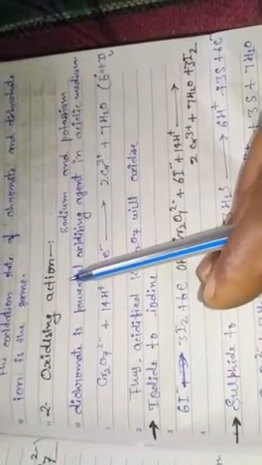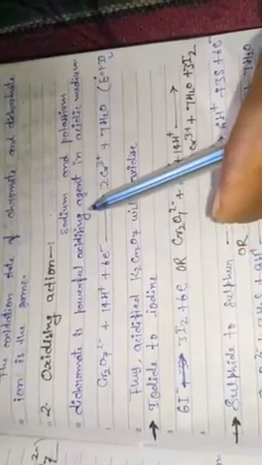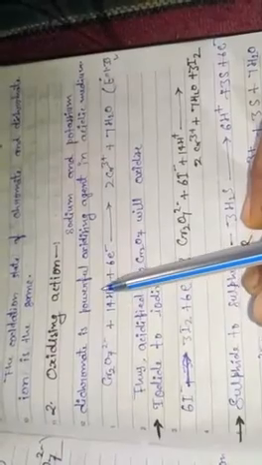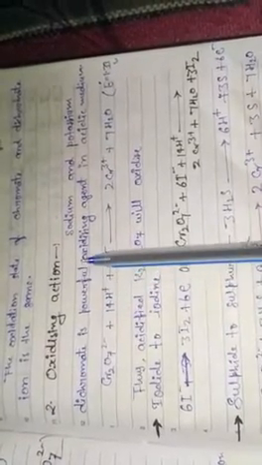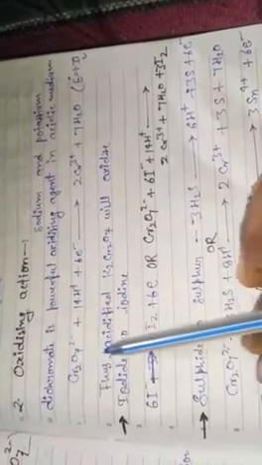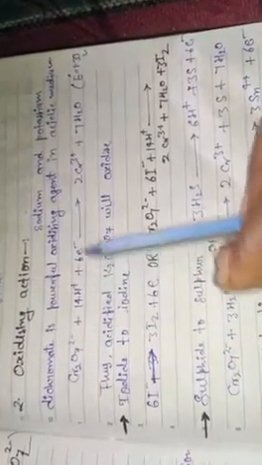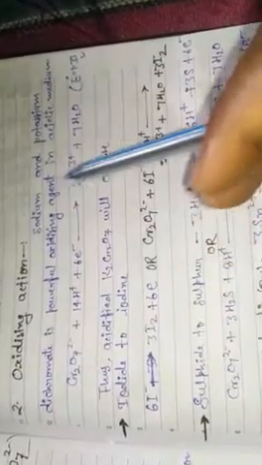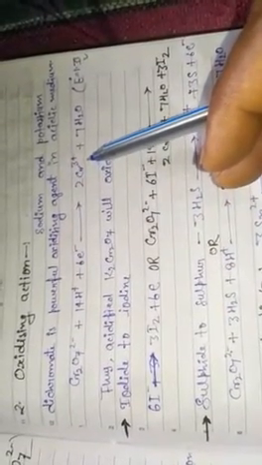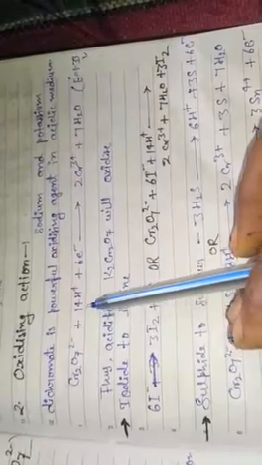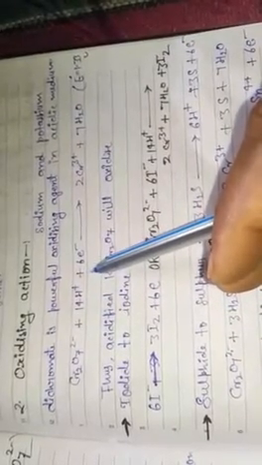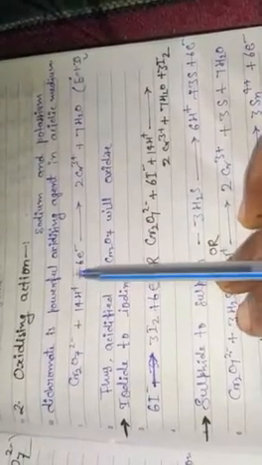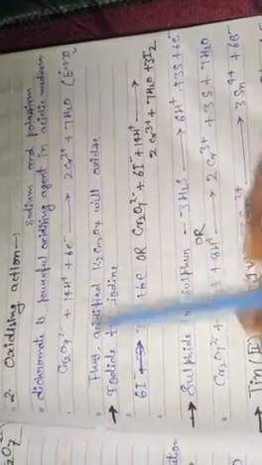Oxidizing action. Another chemical property is oxidizing action. Sodium and potassium dichromate are both powerful, strong oxidizing agents in acidic medium. So the reaction in acidic medium is as follows, and it gets reduced. You will know about this. It is the ionic equation, and it was discussed in class 11 in redox reactions.